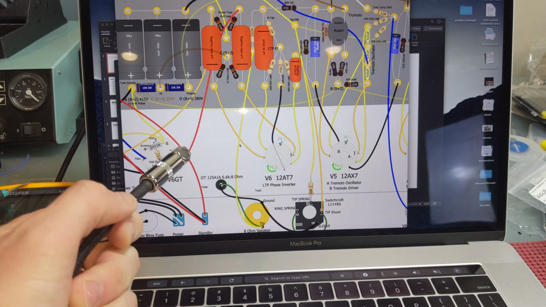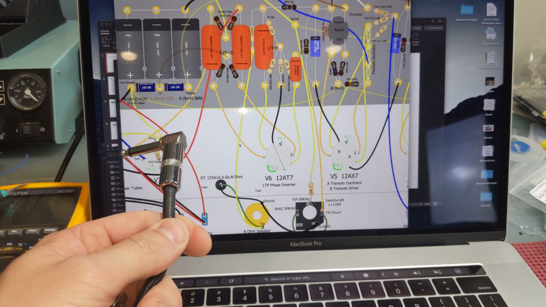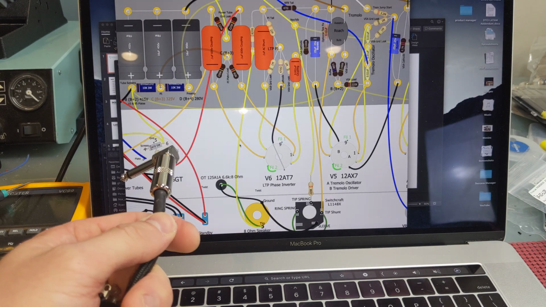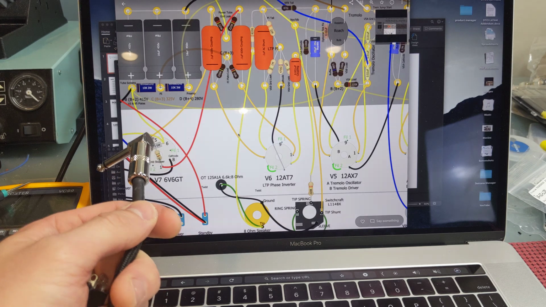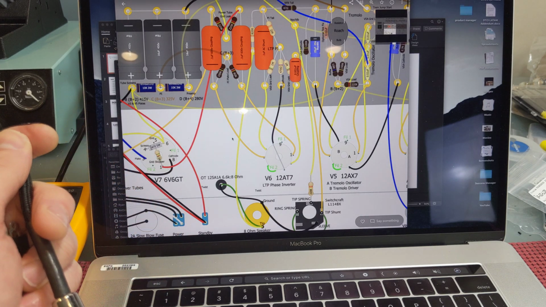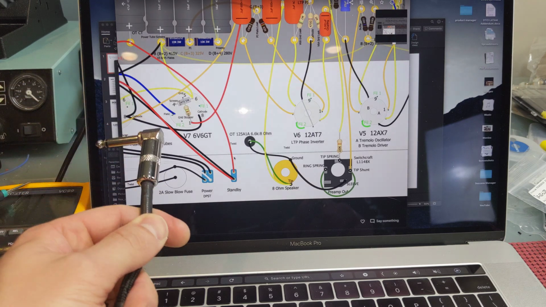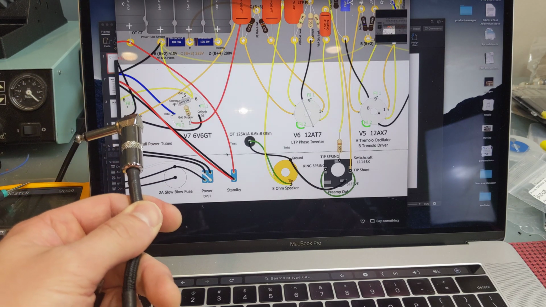So one of the questions I received was, do I need a speaker load? The answer is yes, you do need a speaker load. It doesn't have to be a speaker. You can use a load, like an 8-ohm fixed resistor at a high voltage or a high wattage rating.